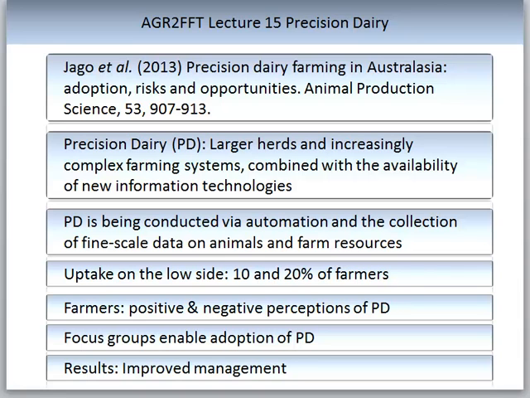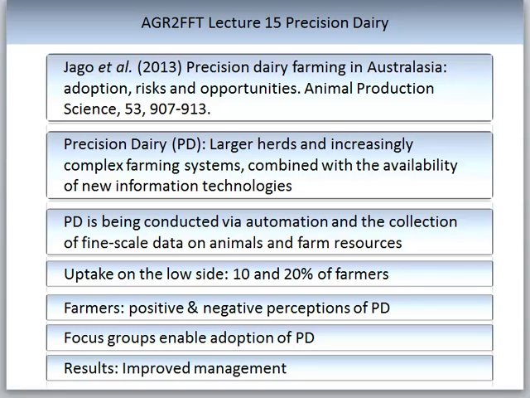Precision dairy is where precision agriculture fundamentals are applied to the dairy industry. Jago et al. 2013 published a paper entitled Precision Dairy Farming in Australasia: Adoption, Risks and Opportunities. It is stated in this publication that precision dairy enables larger herds and increased complexity in farming systems, and it combines this with the availability of new information technologies, and this is why precision dairy is being taken up.